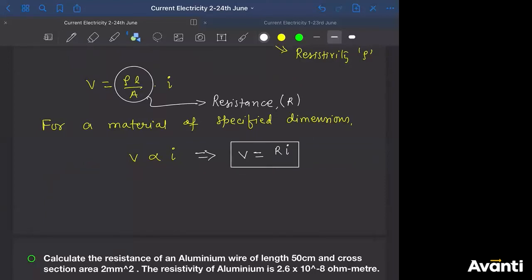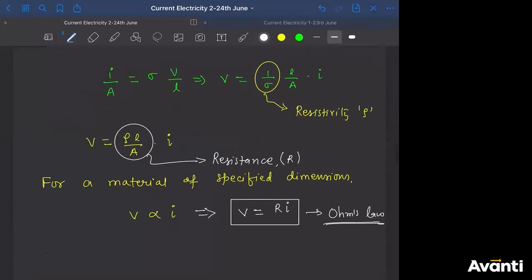This is what you have studied as Ohm's law. So this is also Ohm's law. Guys, did you understand this? Click yes if you have understood Ohm's law.